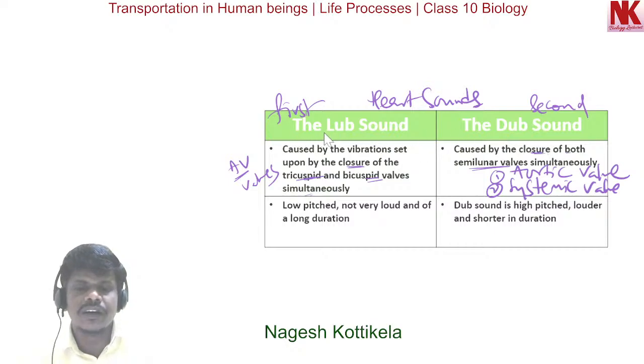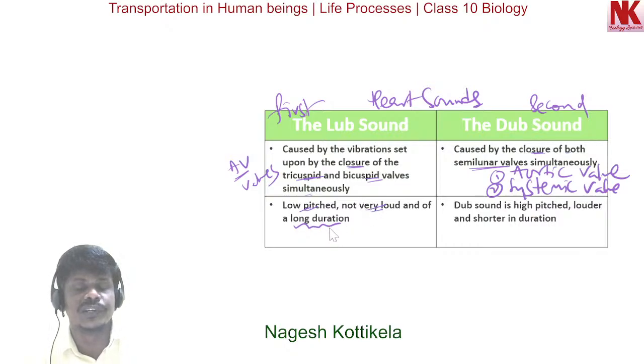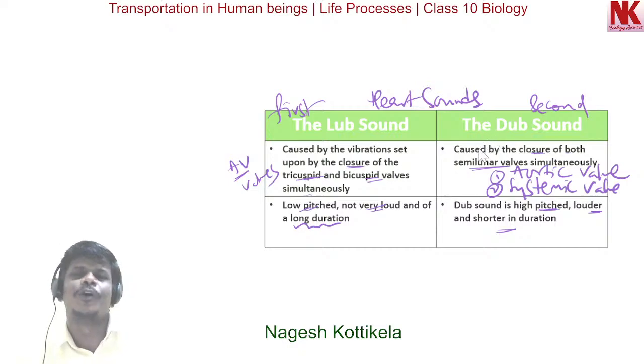Now the lub sound is low pitched, not very loud, and of longer duration. The first sound, the lub sound, is of low pitch and not very loud, but it is of longer duration. The dub sound is high pitched, louder, and shorter in duration. So these are the differences between the two heart sounds, the lub sound and dub sound. One important concept for competitive exams.